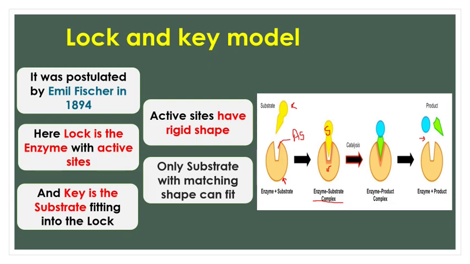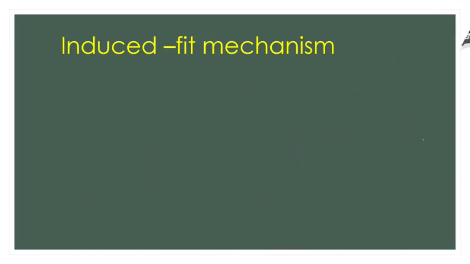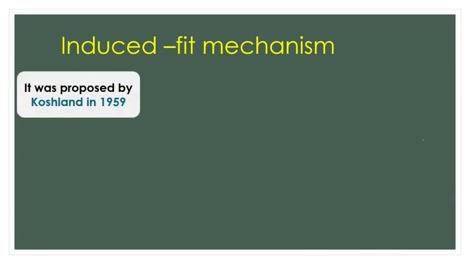So basically the lock and key model says that active sites on the enzymes are very rigid. They are specific for a specific substrate. Enzymes behave like locks. Substrates behave like keys, and a specific key fits into a specific lock, which will then convert the enzyme substrate complex to form products. This is not a very much accepted model. Let us go to the next model, which is called the induced fit mechanism model. This is the more accepted one.